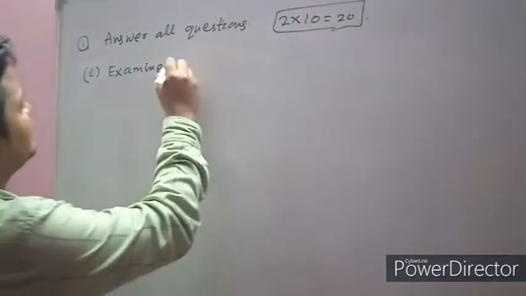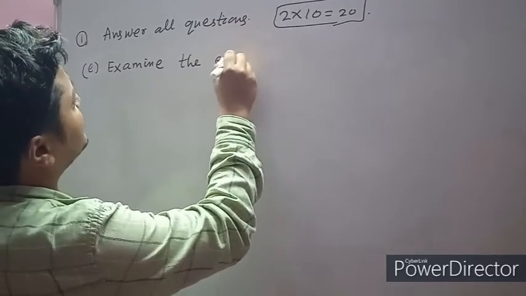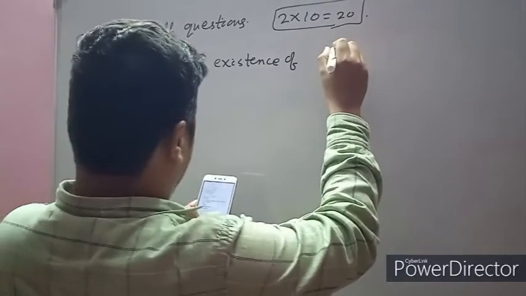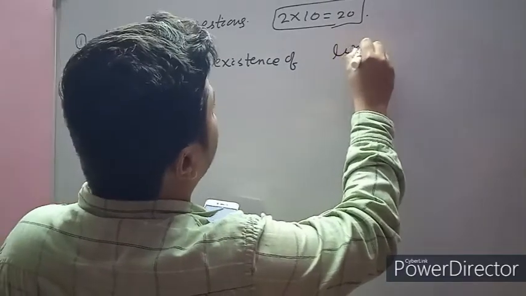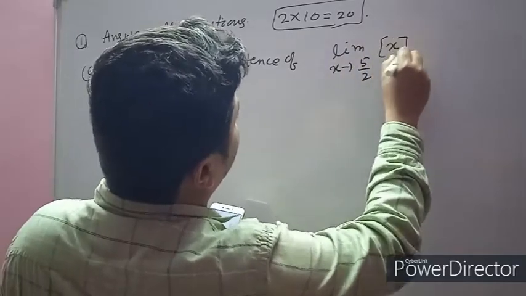Examine the existence of limit x tending to 5 by 2 of bracketed x, right?